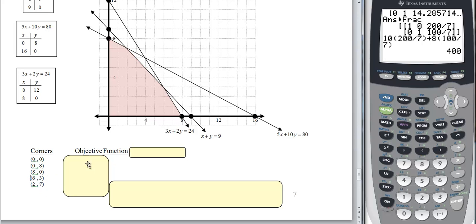Okay? Now we've got to put it in our objective function. Remember, that's the last thing we're going to be doing. So we're going to put each one of these individually into that. So you do that for each one of these. And then I need you to see if you end up with what I did.